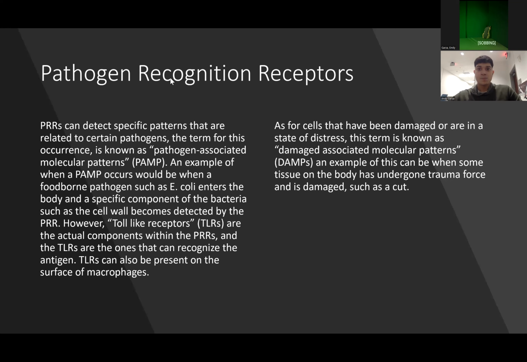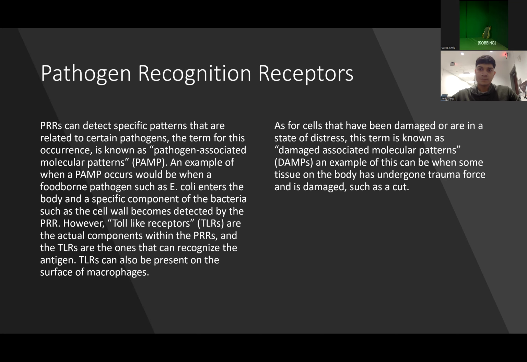Pattern recognition receptors can detect specific patterns related to certain pathogens. The term for this occurrence is pathogen-associated molecular patterns, or PAMPs. An example of a PAMP would be when a foodborne pathogen such as E. coli enters the body and a specific component of the bacteria, such as the cell wall, is detected by the PRR. However, toll-like receptors, or TLRs, are the actual components within the PRRs, and the TLRs are the ones that can recognize the antigen. TLRs can also be present on the surface of macrophages.